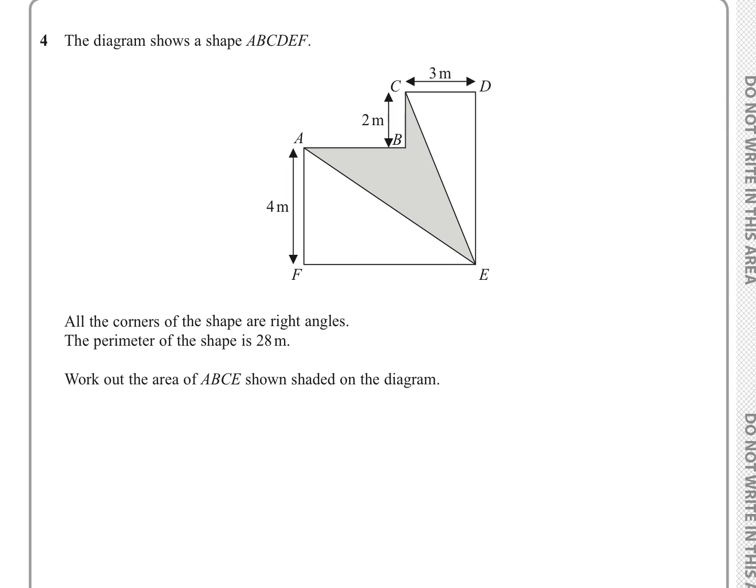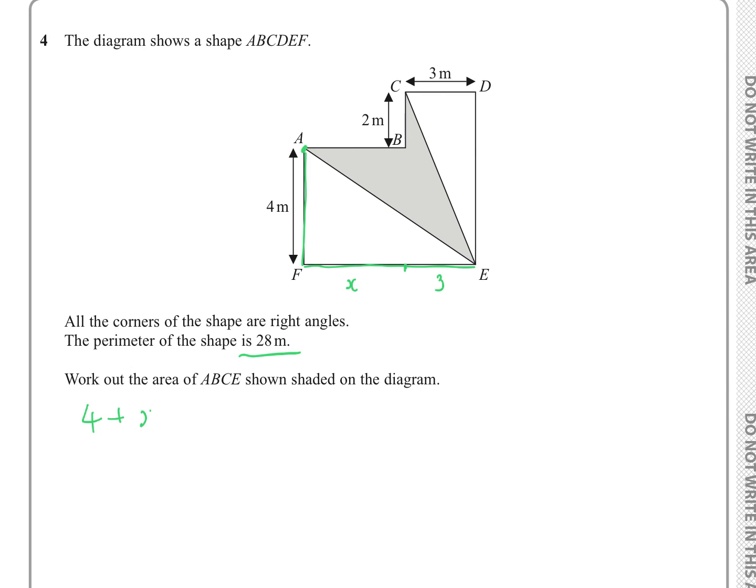The diagram shows a shape, and we've got to work out the shaded part. Now it tells us that the perimeter is 28 metres. So that means if we start from A and go round all the way back to A again, that should make 28. So let's see what we've got. So we've got 4 here, plus, well, I'm not quite sure what that is, so let's break it down. We know that that's got to be 3, and this we can call an unknown.